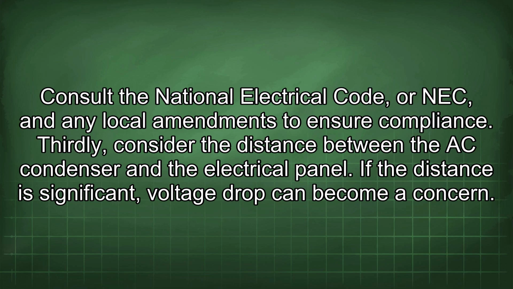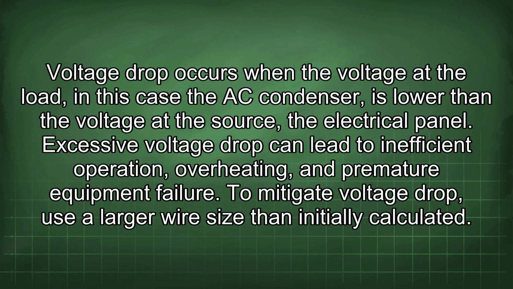Thirdly, consider the distance between the AC condenser and the electrical panel. If the distance is significant, voltage drop can become a concern. Voltage drop occurs when the voltage at the load, in this case the AC condenser, is lower than the voltage at the source, the electrical panel. Excessive voltage drop can lead to inefficient operation, overheating, and premature equipment failure. To mitigate voltage drop, use a larger wire size than initially calculated.